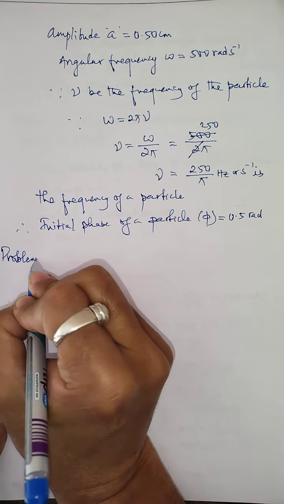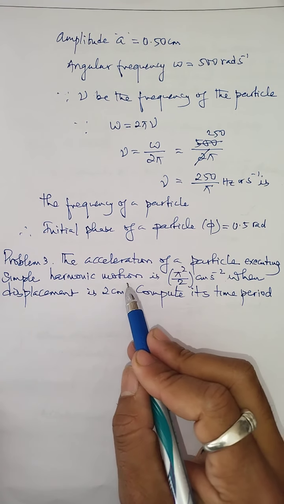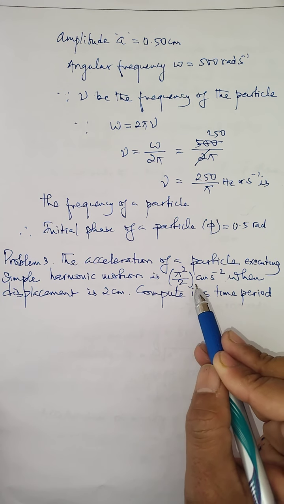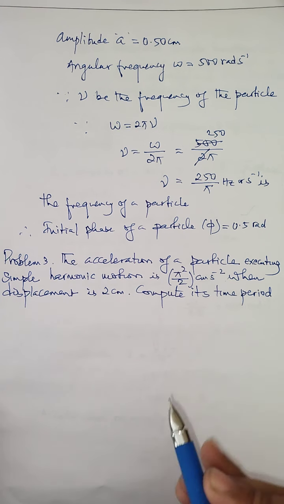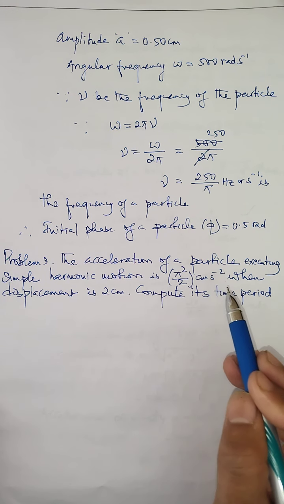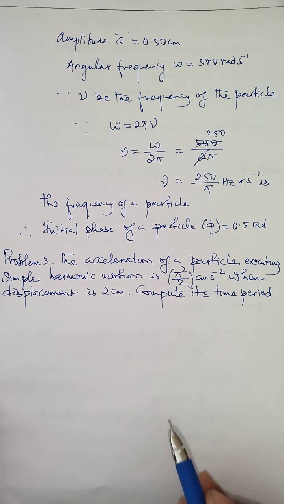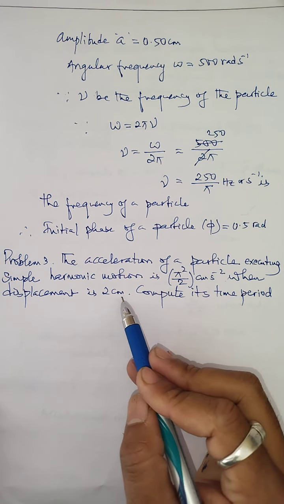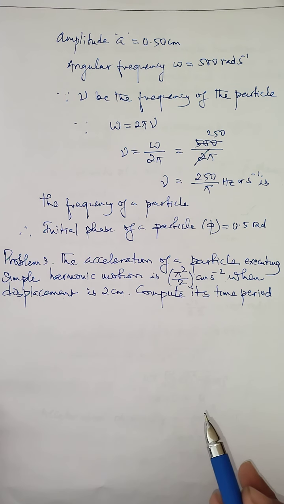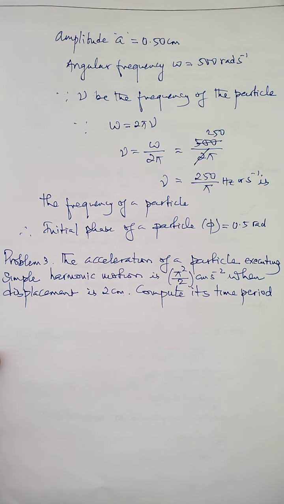Problem number 3 says that the acceleration of a particle executing simple harmonic motion is pi square by 2 centimeter per second square. This is the acceleration of the particle when the displacement is 2 centimeter. Your displacement is in centimeter, CGS unit, and acceleration is also given in CGS unit. From here we need to calculate the time period of the particle when the acceleration and displacement are known. So we use the formula of acceleration of a particle at any instant of time. Let me do the solution of this question.